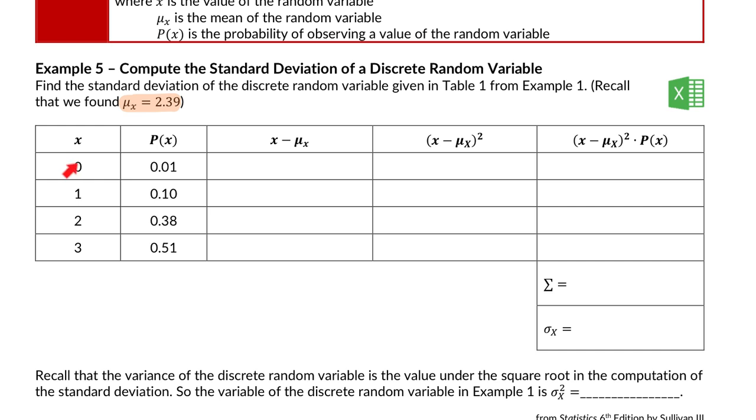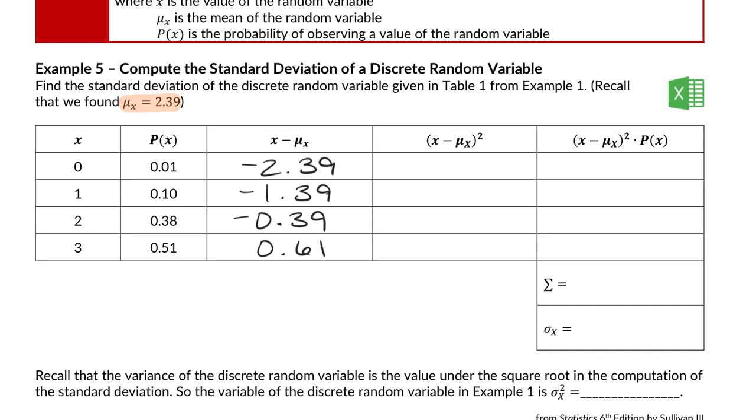So if we do the value of the random variable 0 minus 2.39, we're going to get negative 2.39. If we do 1 minus 2.39, we get negative 1.39. The value 2 minus 2.39 is negative 0.39. And 3 minus 2.39 is 0.61. That is the difference between the value of the random variable and the mean.